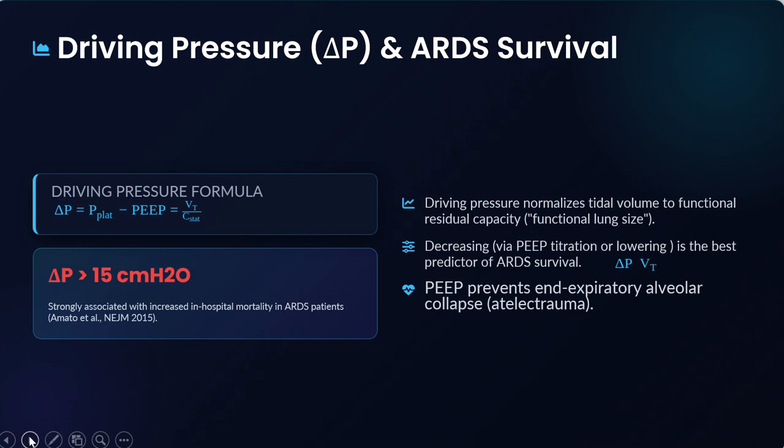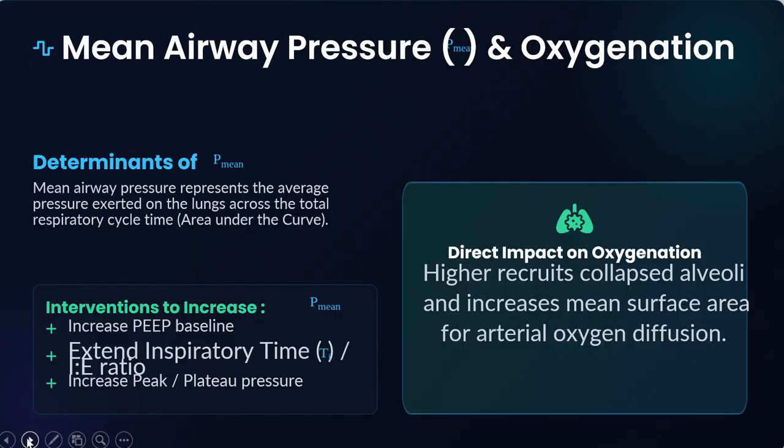Driving pressure, delta pressure, in ARDS survival. In some trials, they noticed that if the patient has a driving pressure more than 15, the difference between plateau pressure and PEEP, this patient has high mortality. They found patients have higher survival if the driving pressure is less than 15.